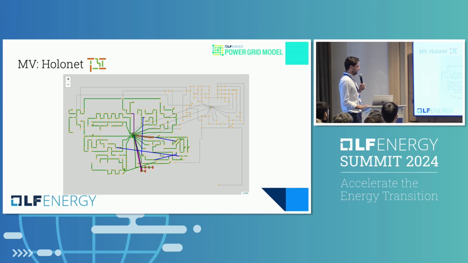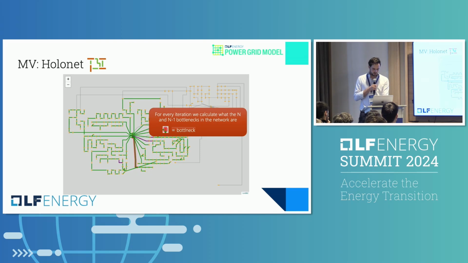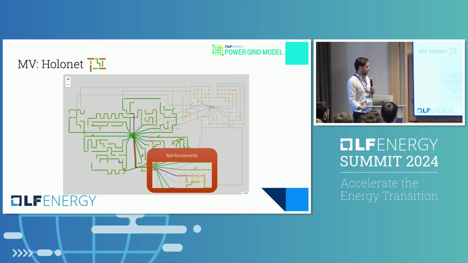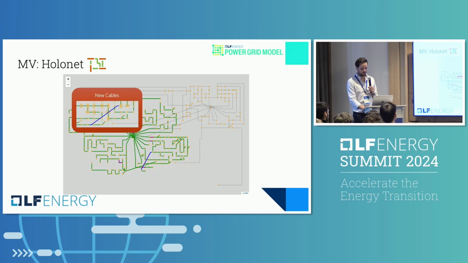So what does it look like in real life? Something like this. There are a lot of things changing. For each change that they do, a lot of calculations are done. So for every iteration, both the n and n-1 bottlenecks are calculated. And then they think of new solutions. So should we do a grid reconfiguration from one part of the grid to the other? Do we need to do reinforcements on a specific part of the grid? Or do we need to add new cables?